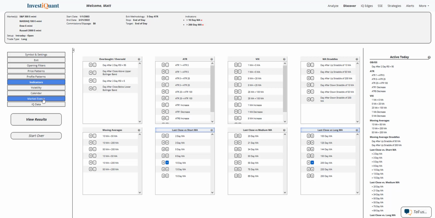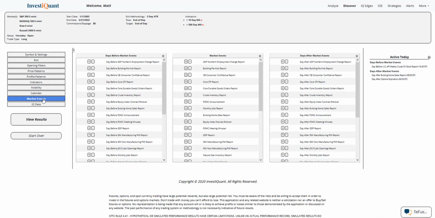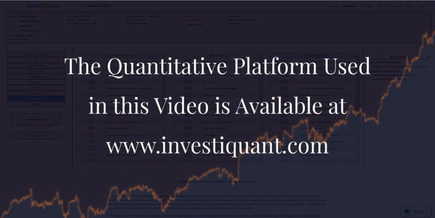Next, in the market events, this is where I can grab day after options expiration day. So if I go to active today over here, the bottom option, day after options expiration, click on that. It's been added. These active today are telling you what is true for today's session out of all the different factors that we have available. So that just makes it easy to find them. All right, now I can click view results.